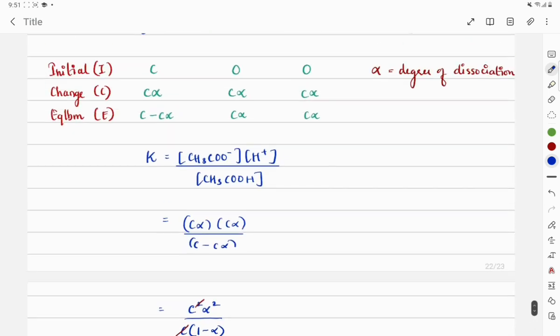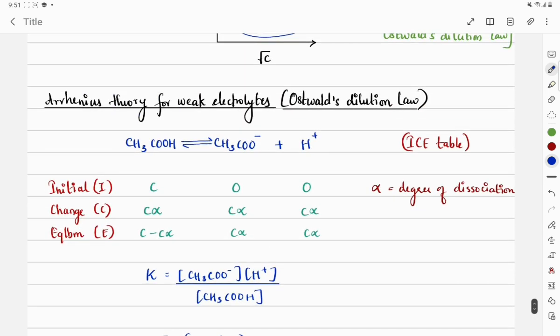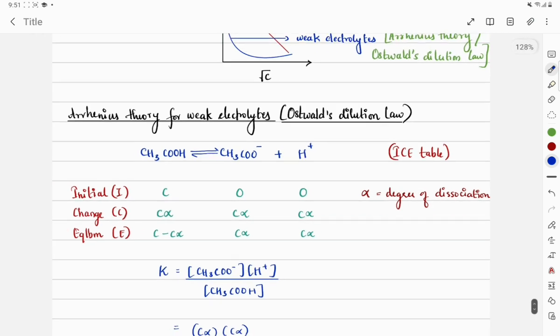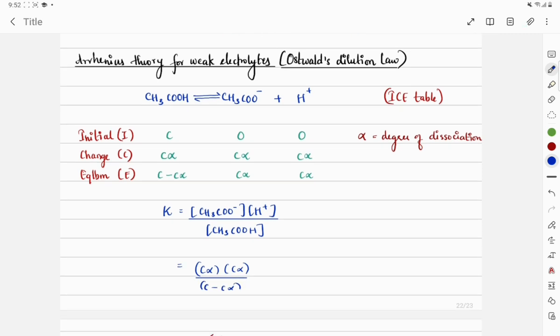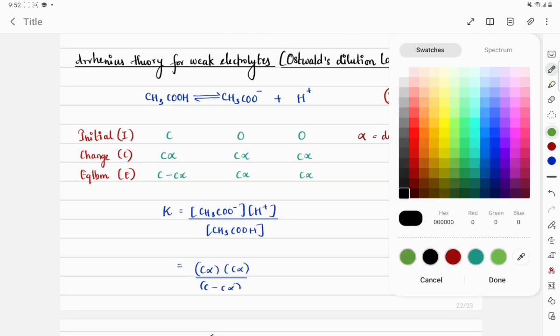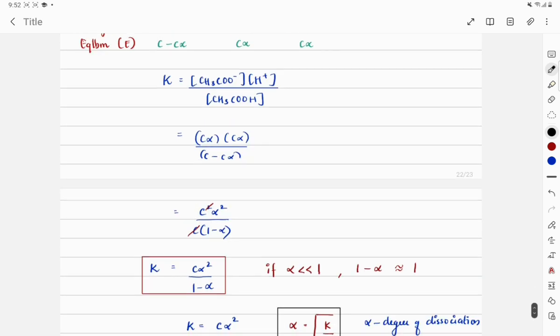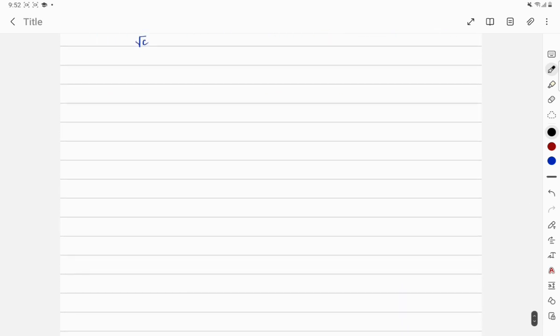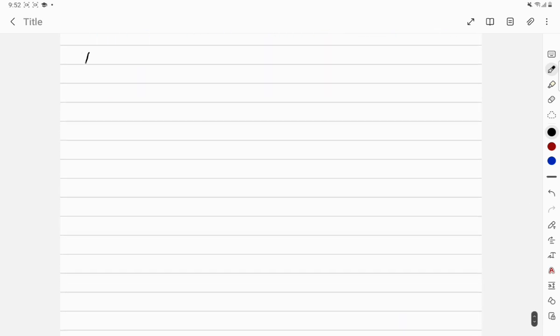And hence we have used Arrhenius theory to explain the change in conductivity of weak electrolytes with the change in concentration. Okay. The next theory is Debye-Huckel-Onsager theory, which is to explain the variation for strong electrolytes. So we have Debye-Huckel-Onsager theory.